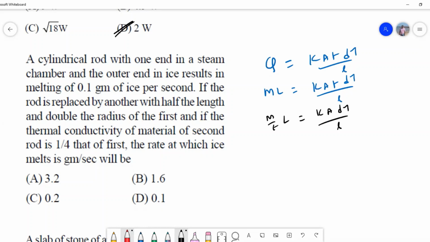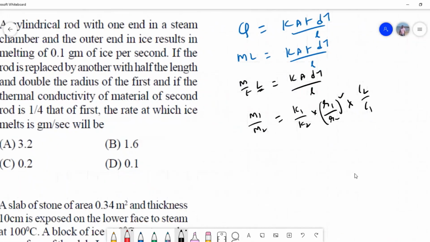So clearly here this m by t is the rate. The latent heat is constant and dT is the same. So simply I can write like this: m1 by m2 is equal to K1 by K2 into area, radius are given. So it becomes R1 upon R2 whole square into L2 upon L1, because dT is the same. But what is m1 given? m1 is given as 0.1. So let us write 0.1. m2 we don't know.